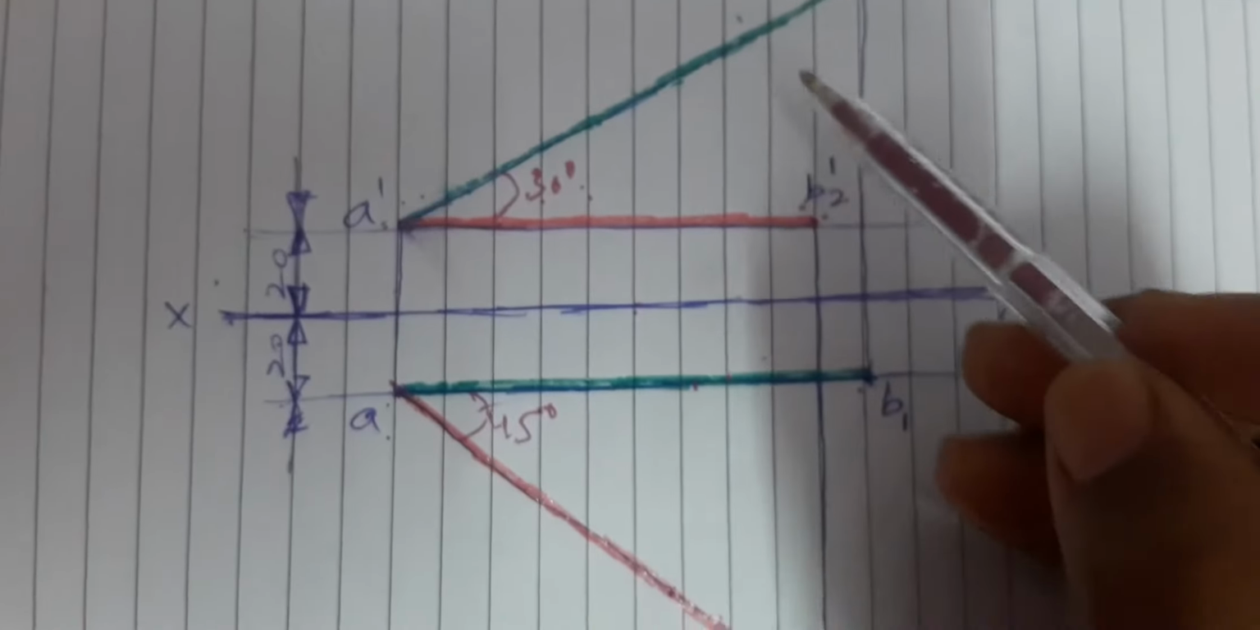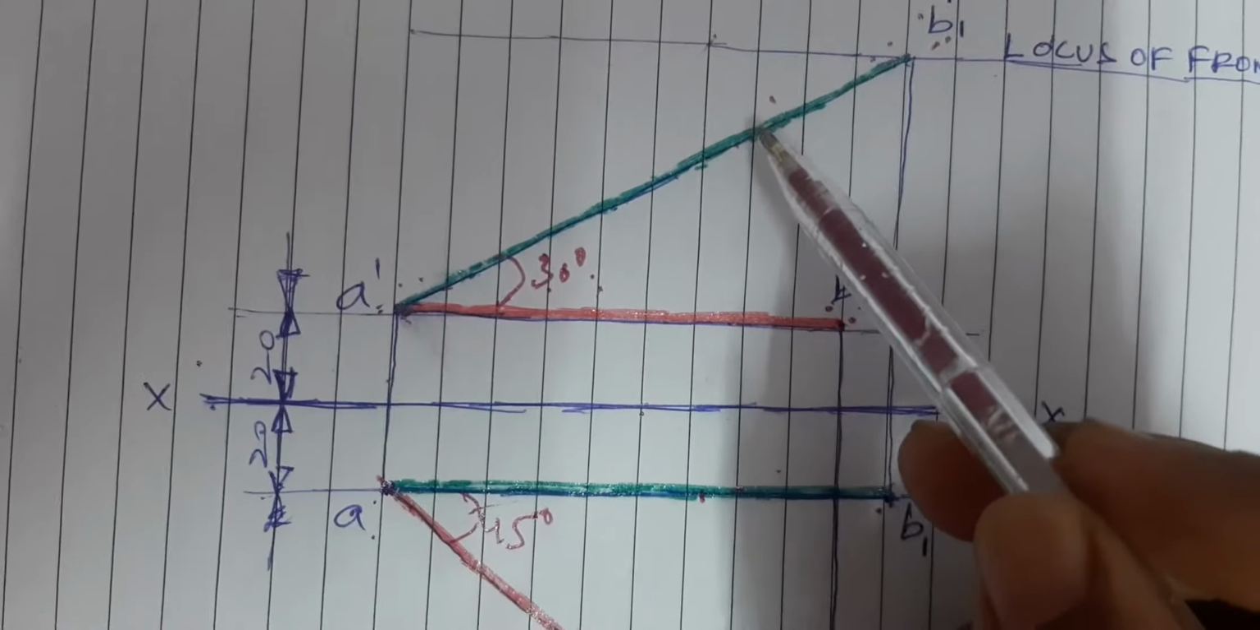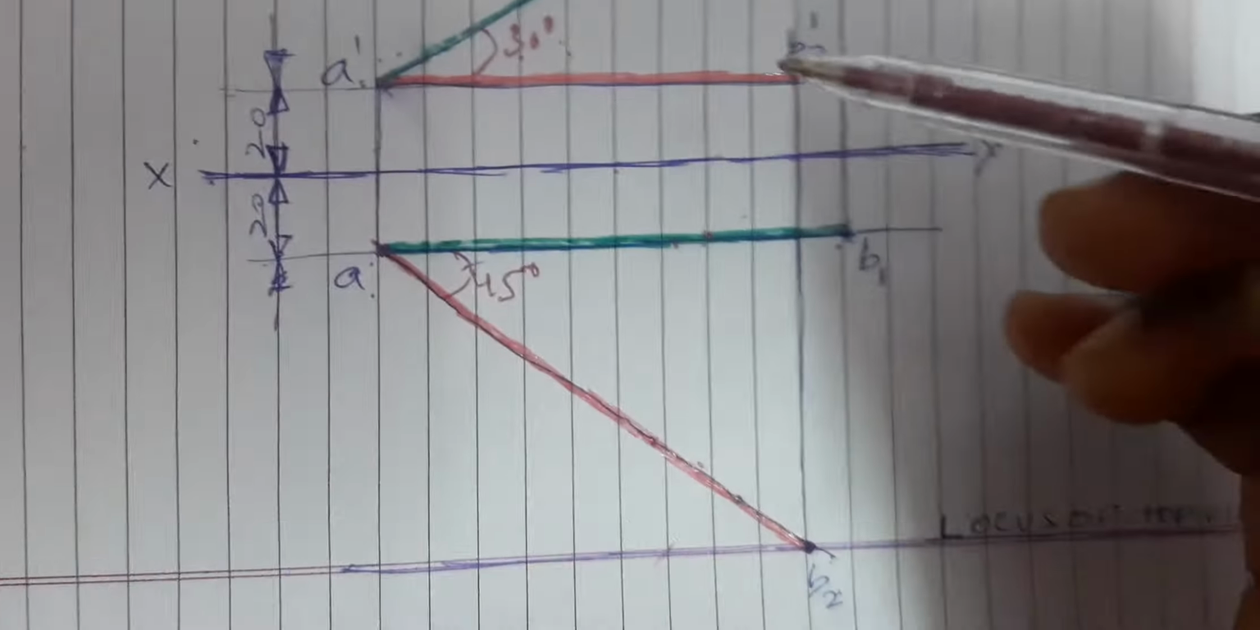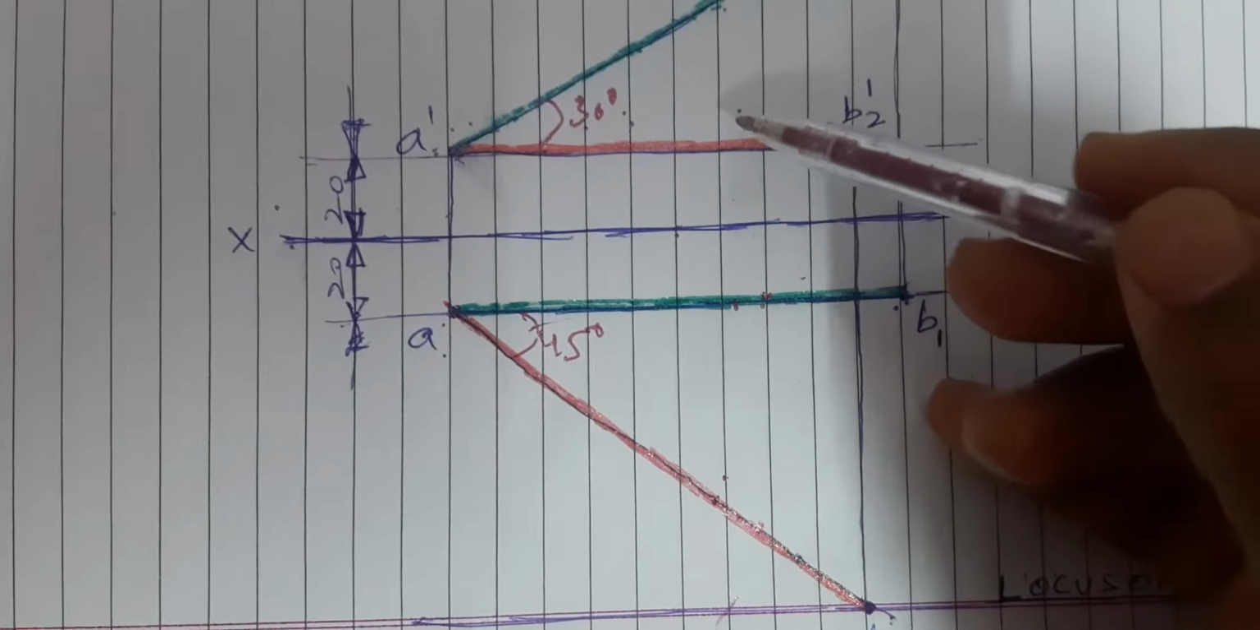So here the projections drawn in green are the front view and top view of the line according to the first assumption, and the projections drawn in red are the top view and front view of the line according to the second assumption. Got it? So listen carefully.